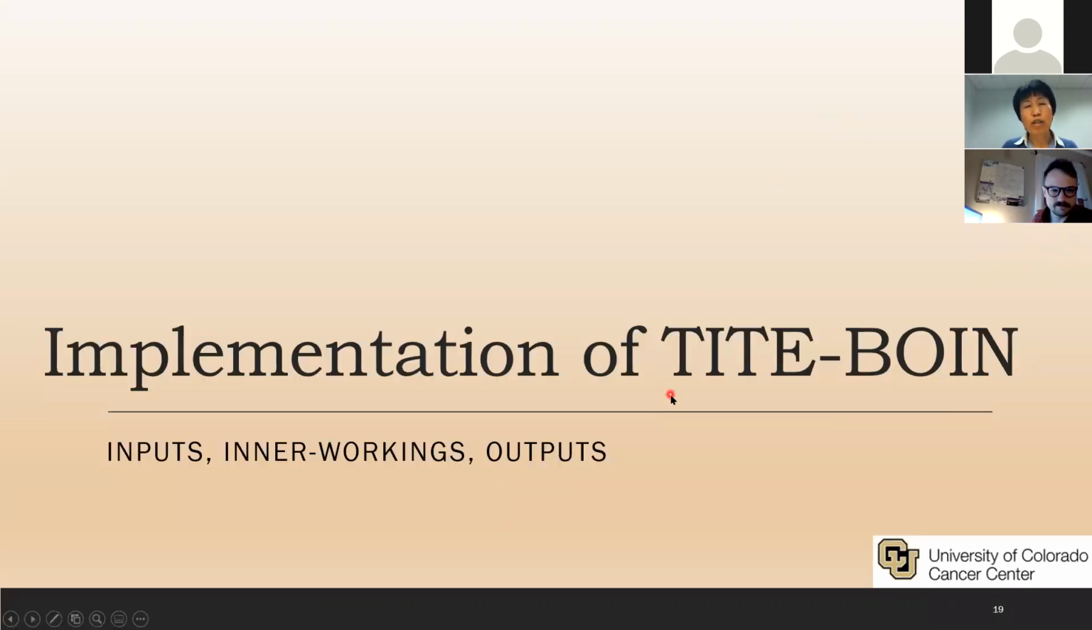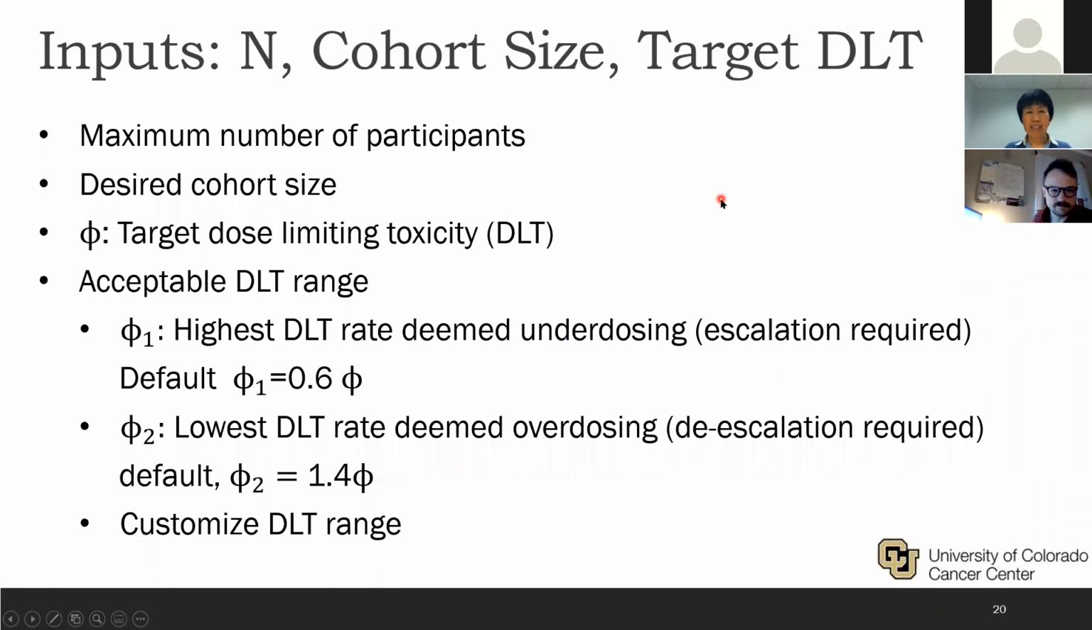So now I discuss the implementation of the time-to-event BOIN design. What we need is the maximum number of patients. We also need to put in the desired cohort size, although the cohort size does not need to always be the same. We can start with cohort size 1 and then later on change to 3, but we need to design the cohort size. In addition, we also need to specify the target DLT rate.